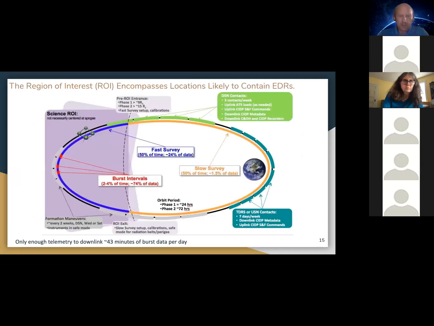So MMS was designed to study these EDR events that occur at the magnetopause, at the interface between Earth's magnetic field and Sun's magnetic field. And so it defines part of its orbit as the region of interest. It's the region where we're most likely to encounter the magnetopause. And because the electron diffusion region events occur so quickly, we have to produce a ton of data. But we can only get about 4% of all of our data to the ground for any given orbit, which means that in order to answer our science goals, we have to be picking the right 4% of data.